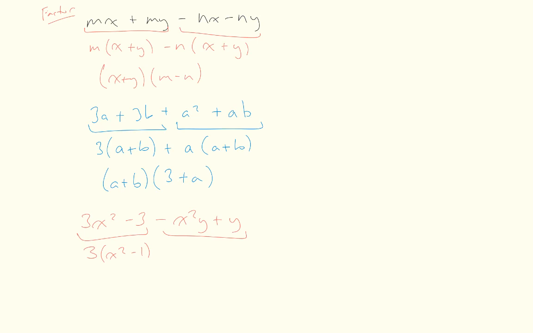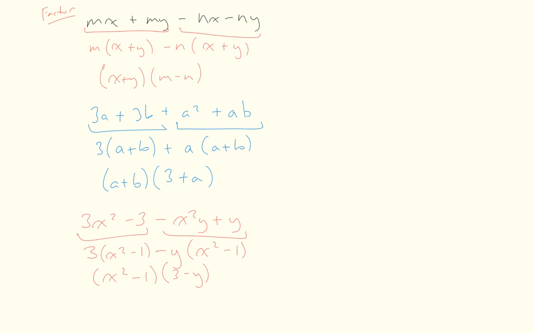Out of the second two, well, there's a minus there, so I better take out a minus, and I have a y in common. If I watch my signs, then I think I'm left over with x squared minus 1. And the common factor between those two groups is x squared minus 1. I'm left with a 3 minus y, and I always do have to check myself, am I really finished?